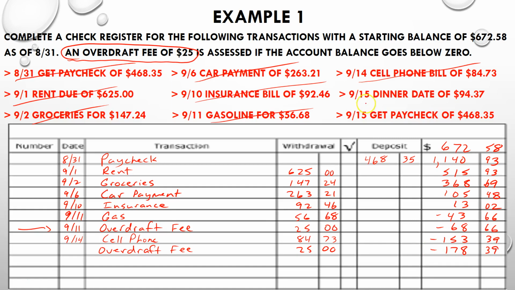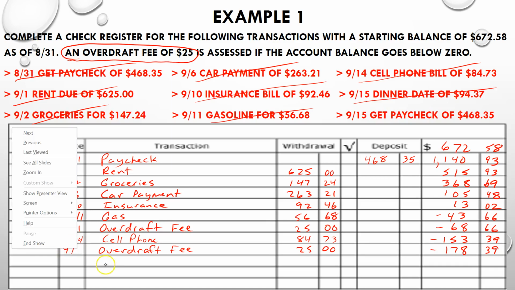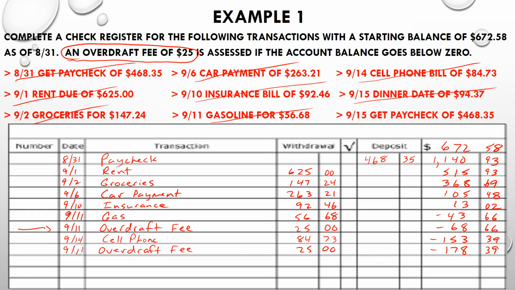Okay. Now I've got a dinner date. Right? And that overdraft fee is going to occur on the same day. Right? The next day on 9/15, go out on a dinner date. All right, and this is a real danger zone now because now I'm spending money again that I do not have, $94.37. I can't spend $94 if I don't have $94, right?